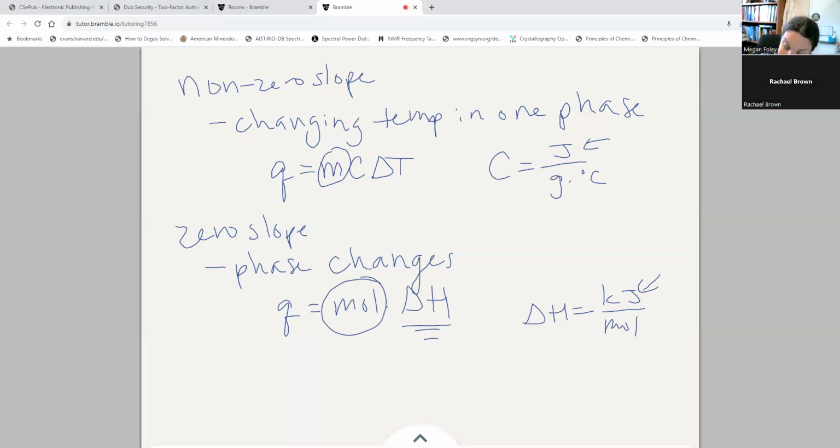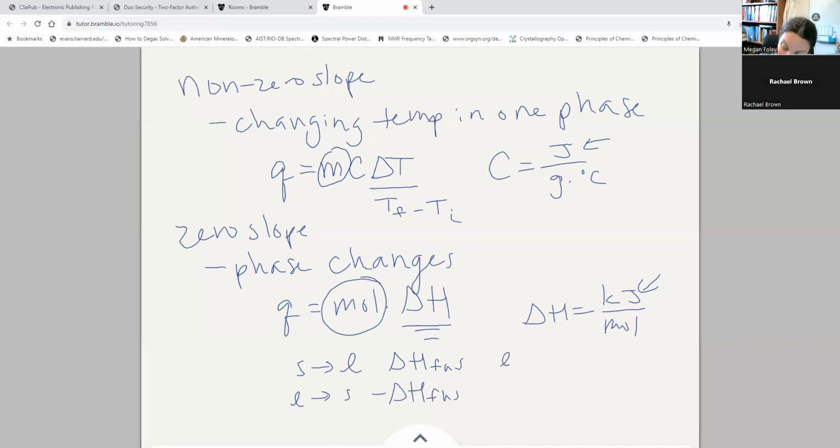Last thing to note about this, our delta T, this is always T final minus T initial, so make sure you're putting your final temperature in and subtracting your initial temperature. If you're increasing in temperature, your final temperature would be higher than your initial temperature. If you're decreasing, your final temperature would be lower, and you'll have a negative delta T. With our phase changes, if we're going from a solid to a liquid, we're going to use delta H of fusion. If we're going from a liquid to a solid, we're going to use the negative delta H of fusion.